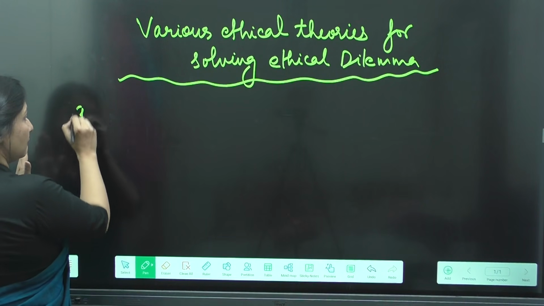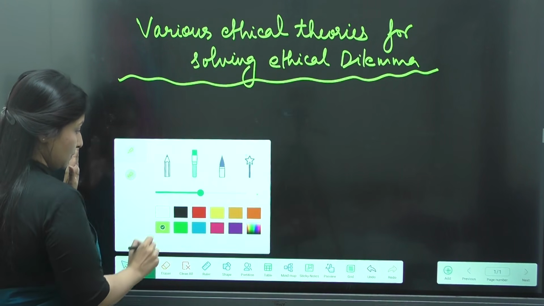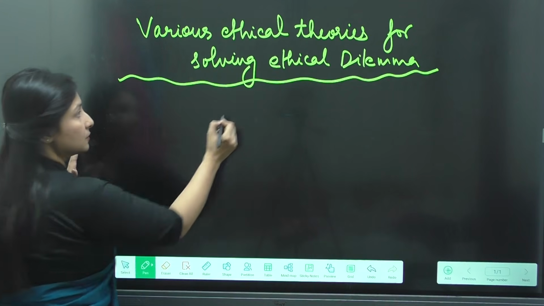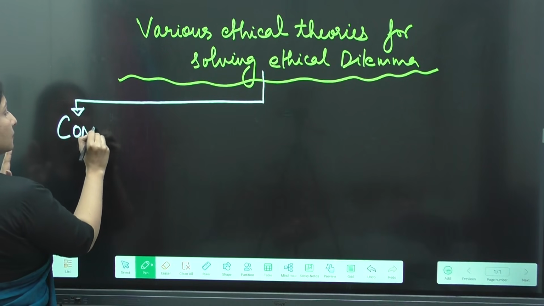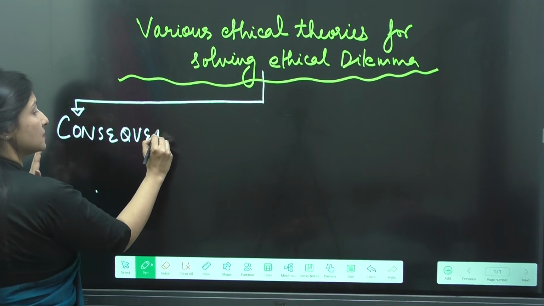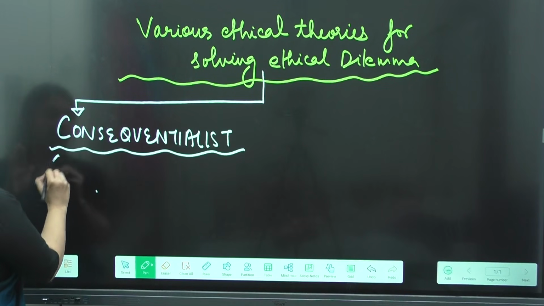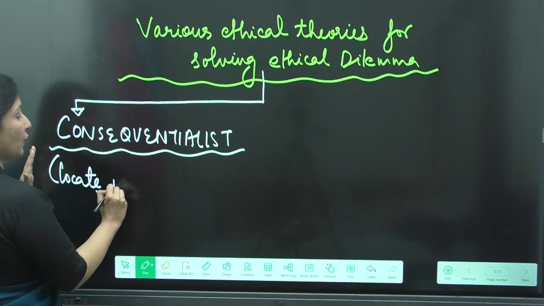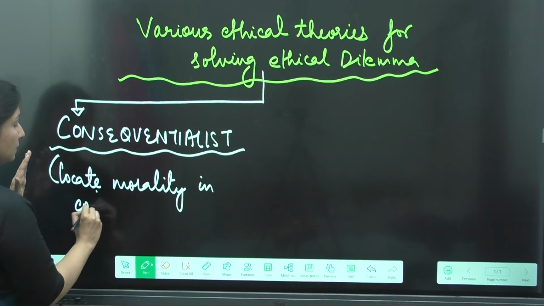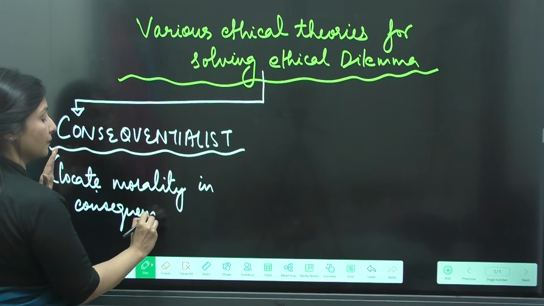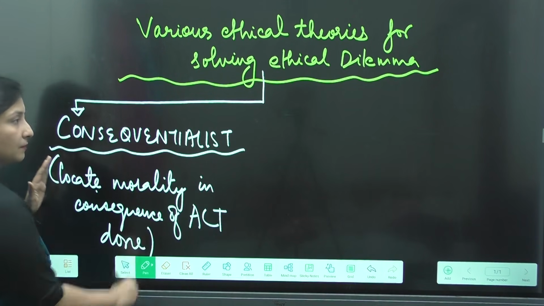The first one, please write down over here. You can draw a diagram like this instead, so that you can remember. Consequentialist, right? These are the ones who locate the morality in the consequence of the act done. Is it clear?